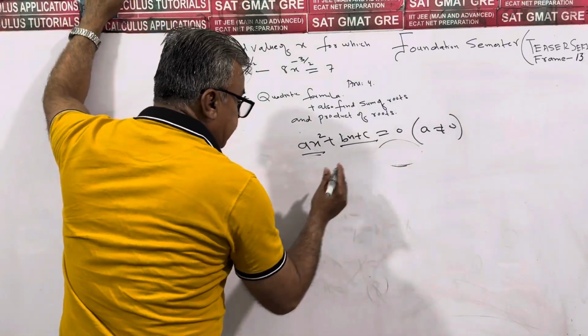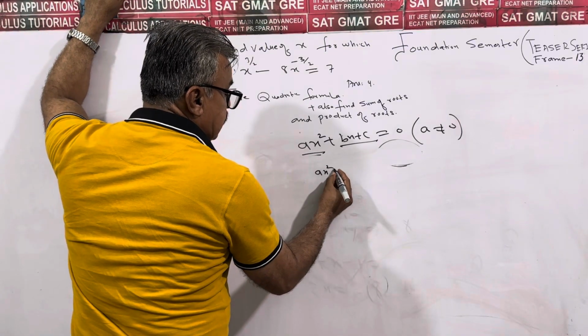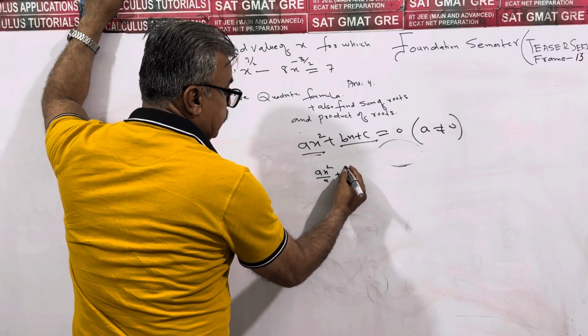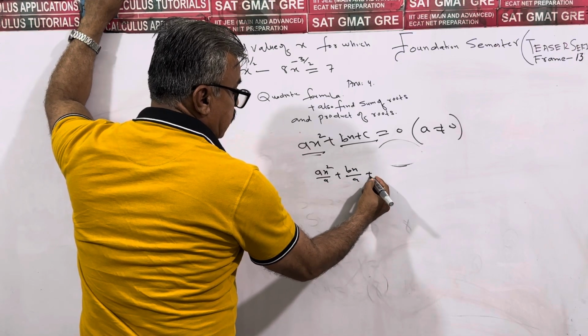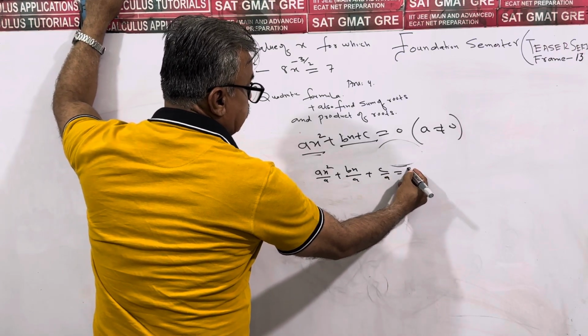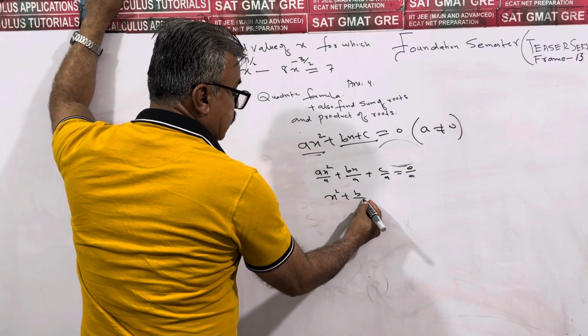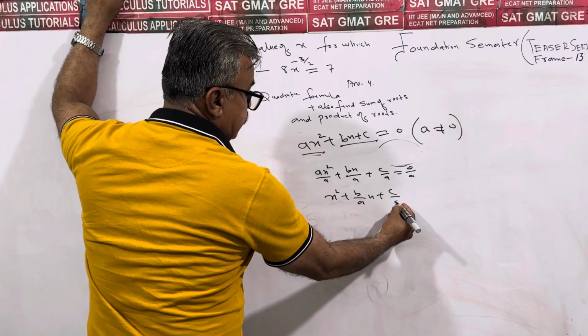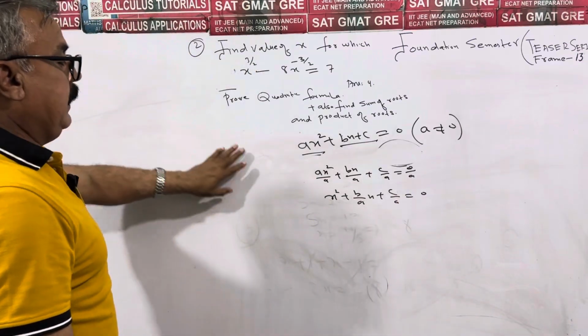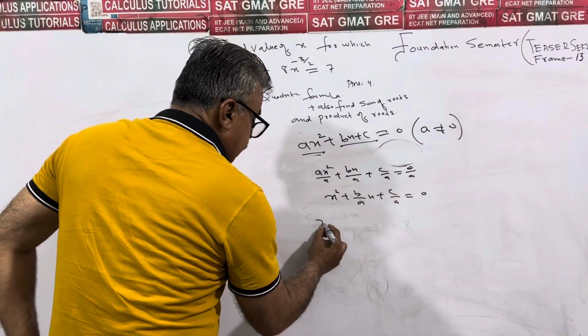Divide by a: we have ax square over a, bx over a, and c over a, 0 over a. Cancelled out. x square plus b over a x plus c over a is equal to 0.